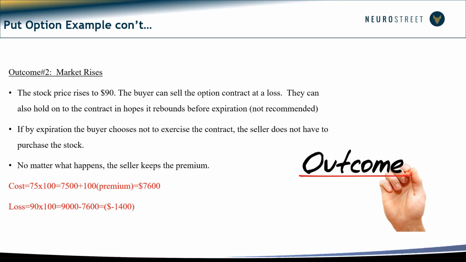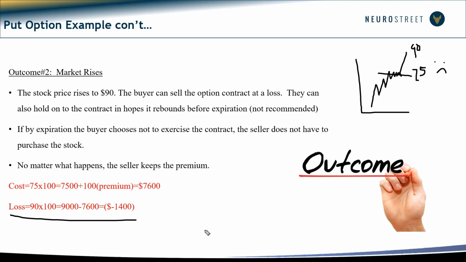Now, on the other side of this, it goes the other way. It goes up. You bought a put option at 75 bucks, and whatever happened, the market shot up to 90. You're like, oh no, didn't work for me. So you're going to take a loss on that trade because it didn't work for you. No different than if you're selling a stock and it didn't go in your favor.